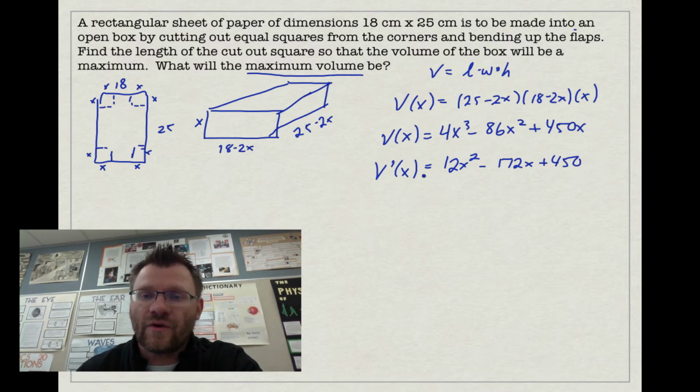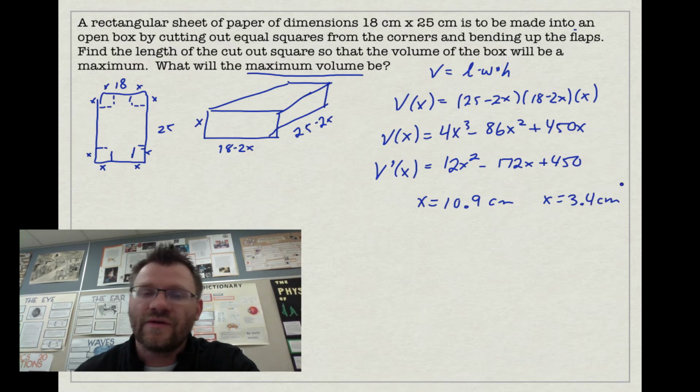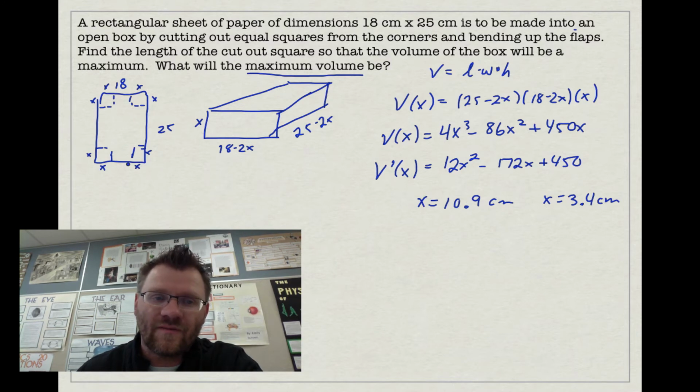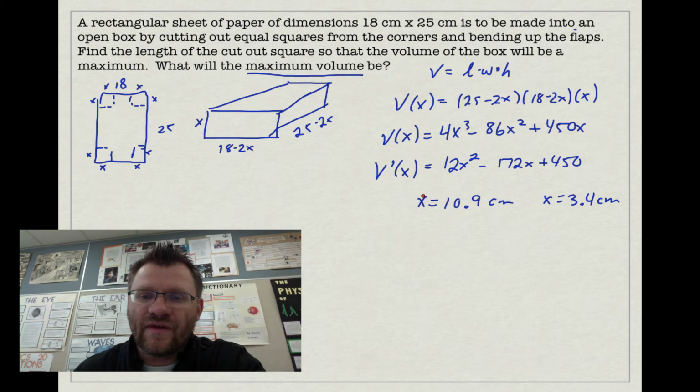Now the easiest way to solve this is just by plugging it into the quadratic formula. When you do that, you get two answers: x equaling 10.9 centimeters, and x equaling 3.4 centimeters. You don't need to use roots or exact values in this case, because we're looking for how long the square has to be.